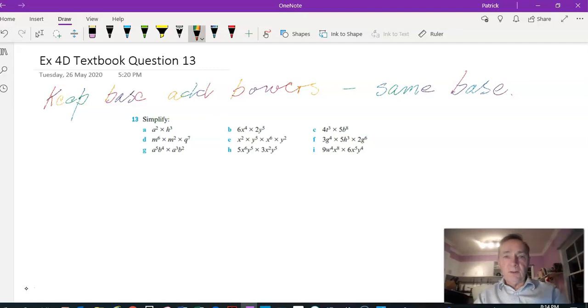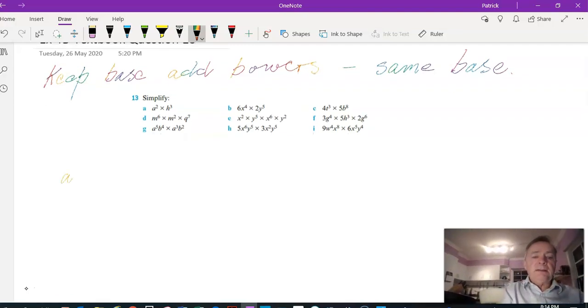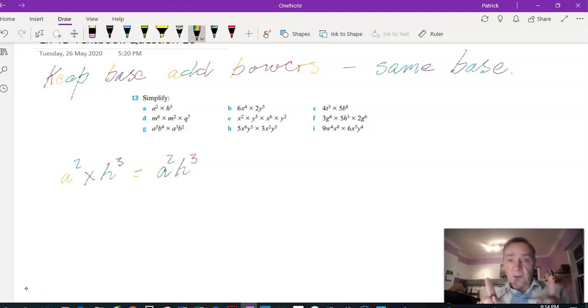Therefore, in question 13, we're looking at some that don't have it. So a squared times h cubed is a simple multiplying question as in earlier, so it becomes a squared h cubed. Now you simplify because you take it from two terms down to one term, so you've simplified it.